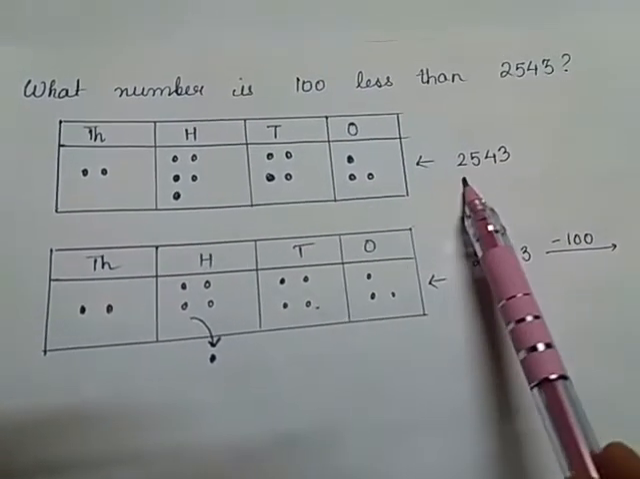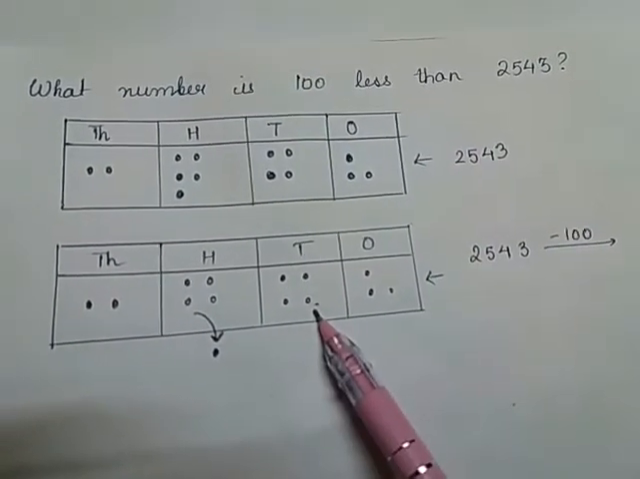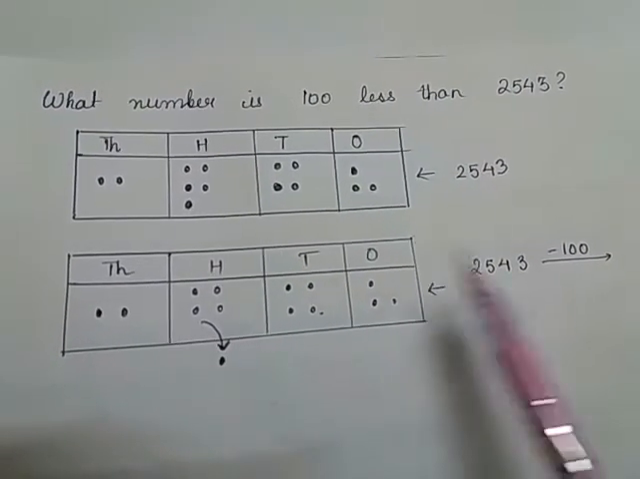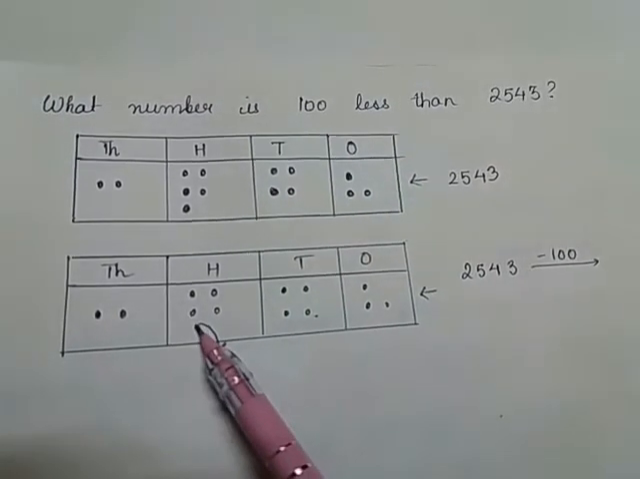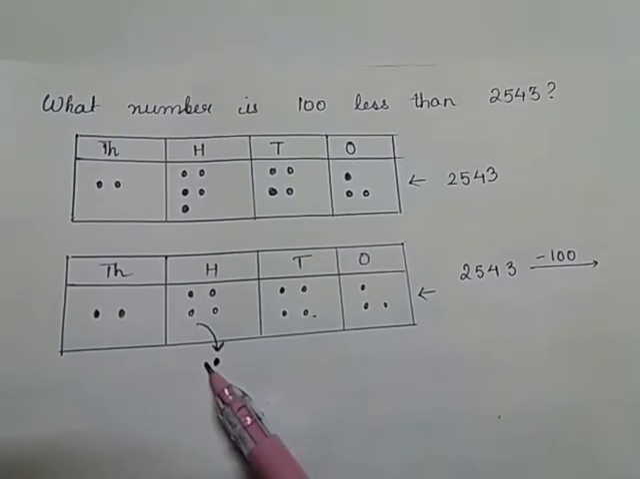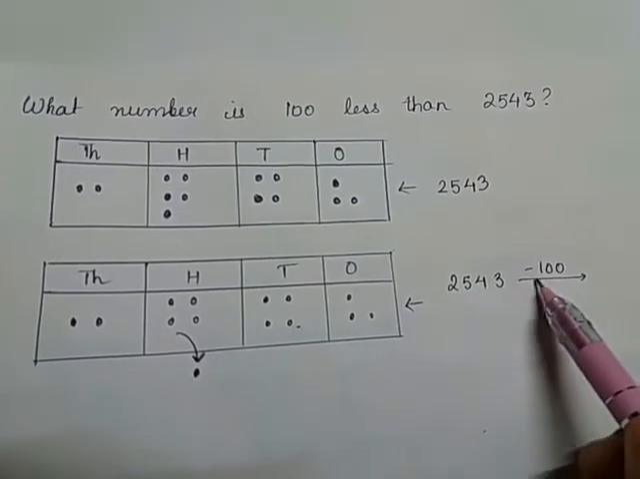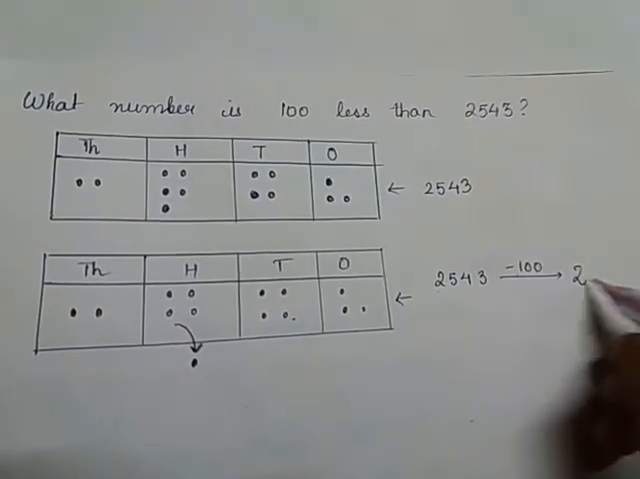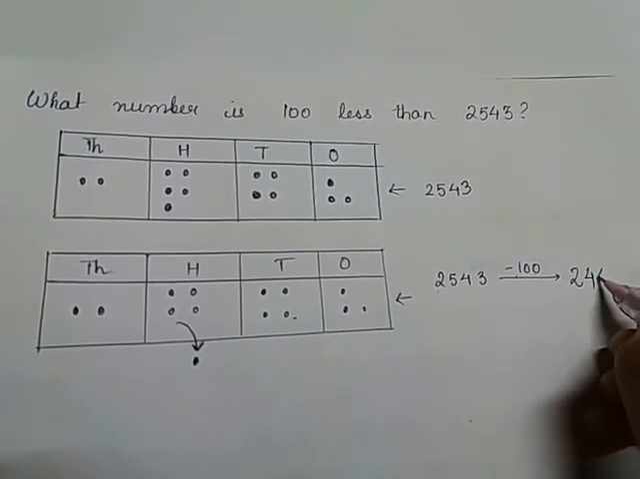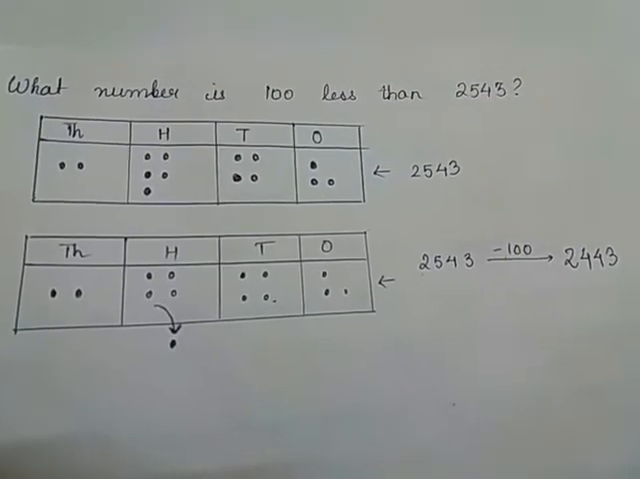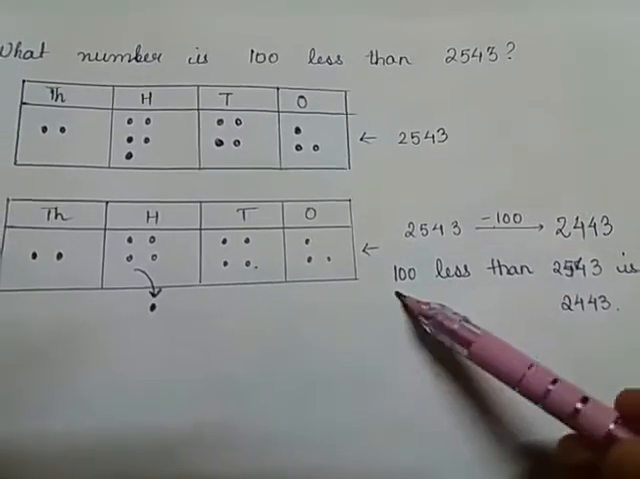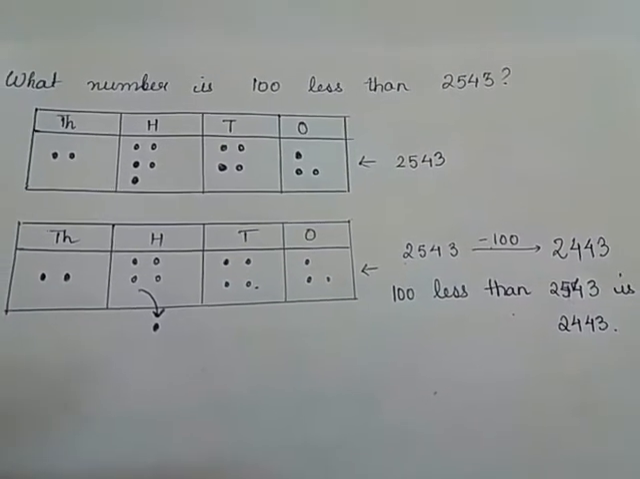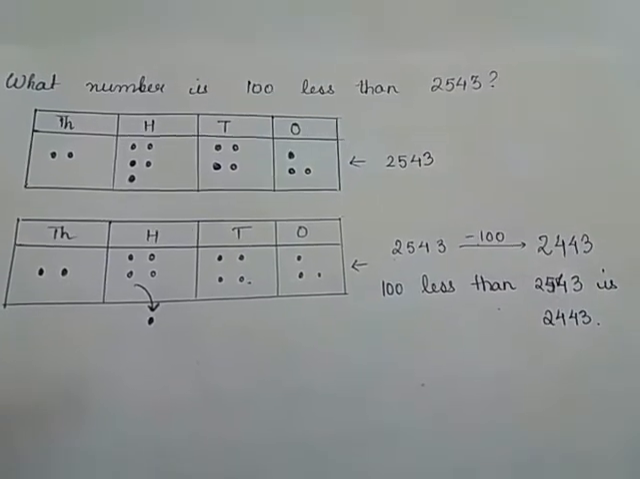In this we can see this is the original one, and in this place value chart we are taking one ball out. We are subtracting 100. That means one of the balls we have to take out. So now what will be the answer? If we subtract 100 from 2543, the answer that we will get will be 2443. Or we can write this as 100 less than 2543 is 2443. Let's move to another example.